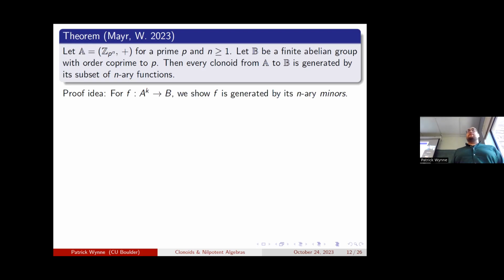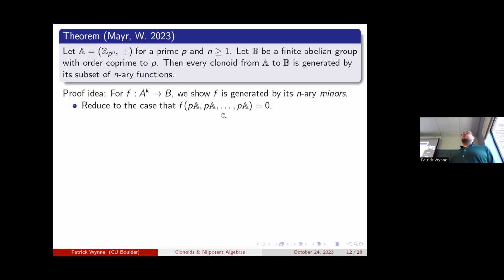So just like for the proof from Fioravanti, we want to start with the function f of arity k. We'll look at the n-ary functions in the clonoid generated by f, and then we'll reconstruct f from these n-ary functions. So in the first proof for A equals Zp, we reduced to the case where the functions take 0 and map to 0. So here we'll similarly reduce to the case where f is 0 on pA, which is the unique maximal subgroup of Zp^n.